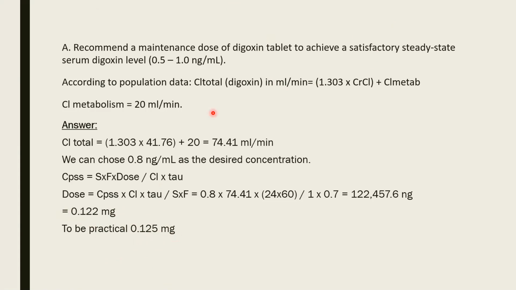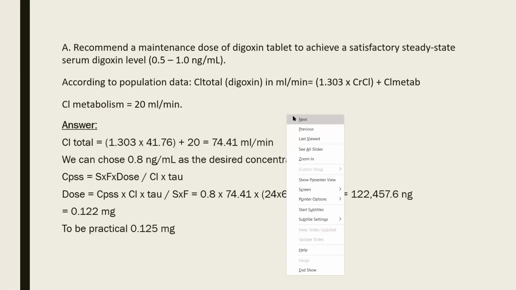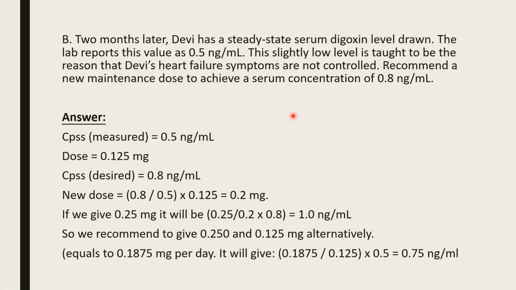So the decimal point we use up to 3. You can use 4 also, but this is in milligram, and we only have in our stock 0.125, 0.250, 0.0625. Okay, so now we continue.